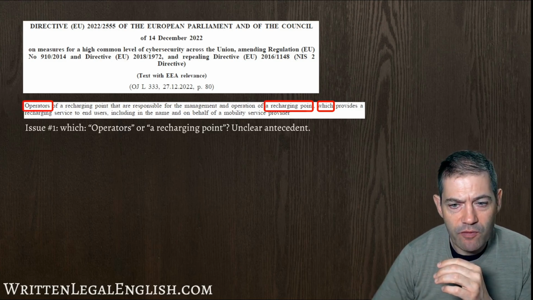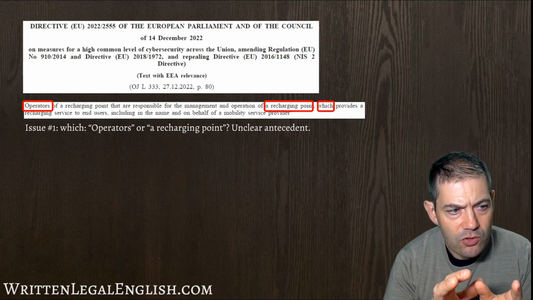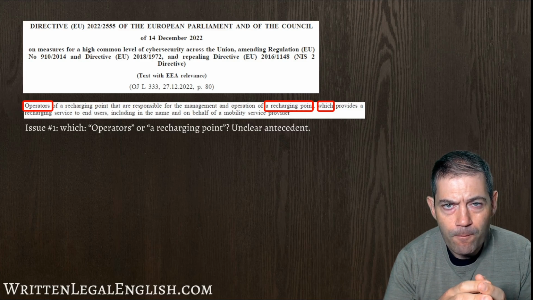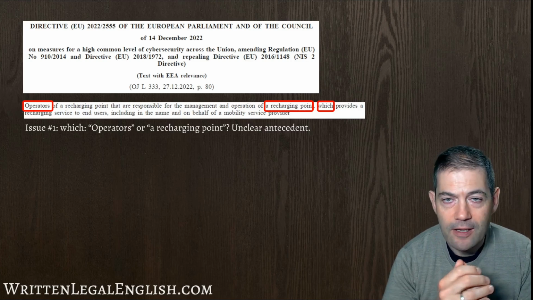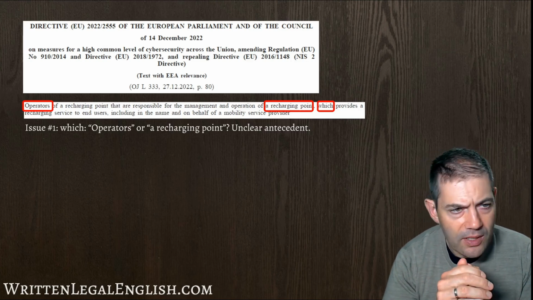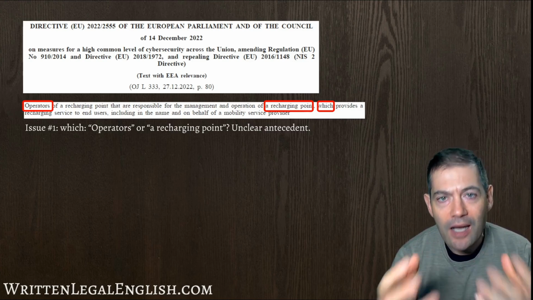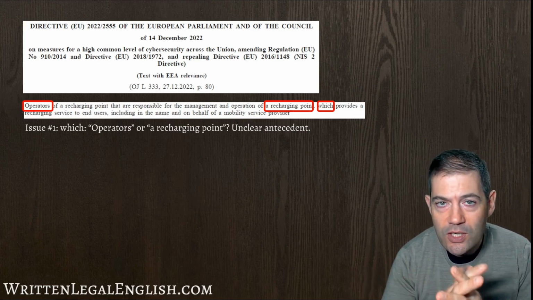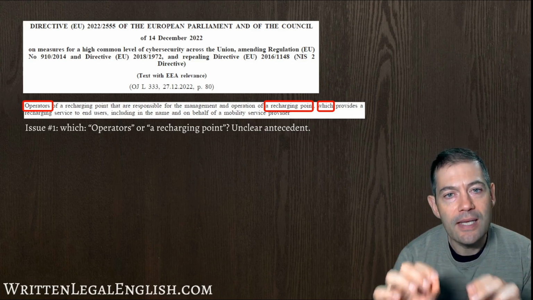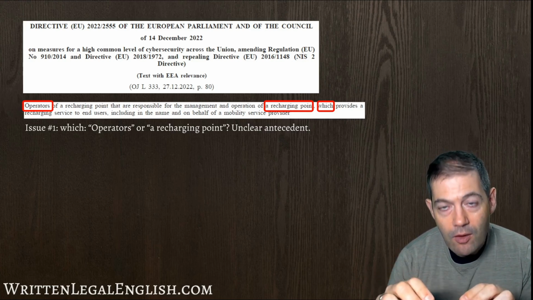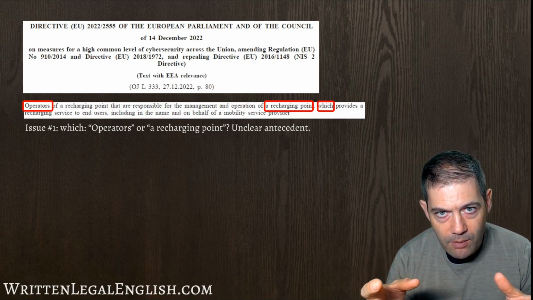Does "which" refer to a recharging point, or does "which" refer to an operator? This is another unclear antecedent. And once again, when the person asked, who are we talking about? Are we talking about the operator, or are we talking about the recharging point? My answer was the truthful answer, which is, I don't know, because there is a legal drafting error here which prevents us from understanding who we are talking about.